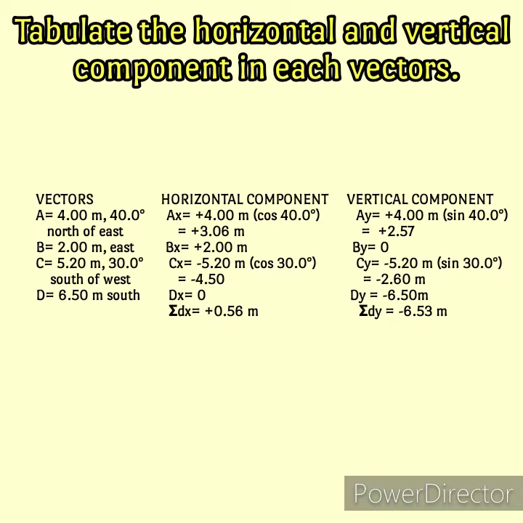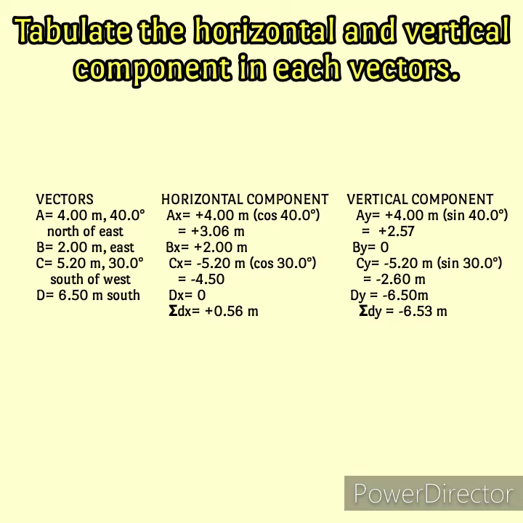In determining the sign, whether it is positive or negative, you are just going to look at the direction of the given vectors. If it is going to the east, it must be positive. And if it is going to the west, it must be negative. For instance, vector A, 4 meters, 40 degrees north of east. Let us just set aside the north direction because we are focusing on the horizontal component. It is given east, therefore it must be positive.